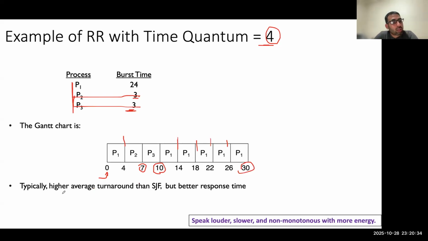So typically, the round robin algorithm has a higher average turnaround time than SJF, or shortest job first algorithm, but better response time.